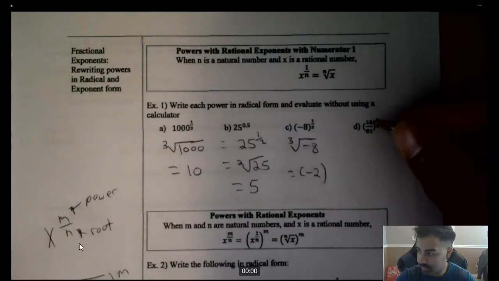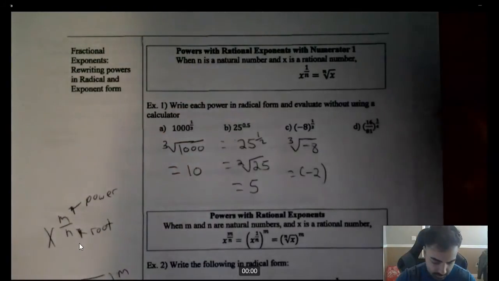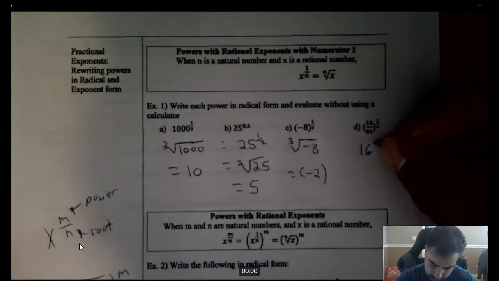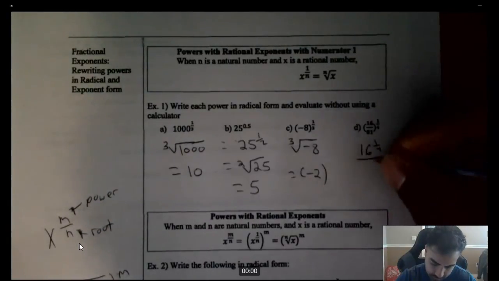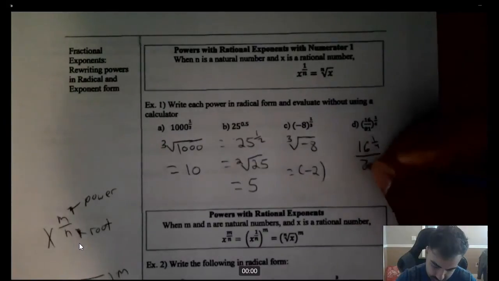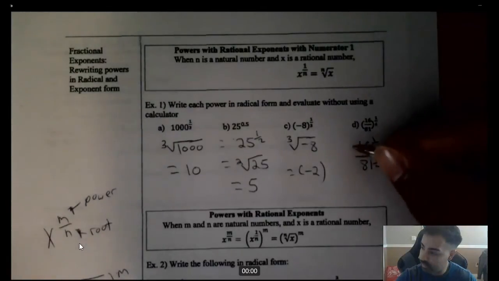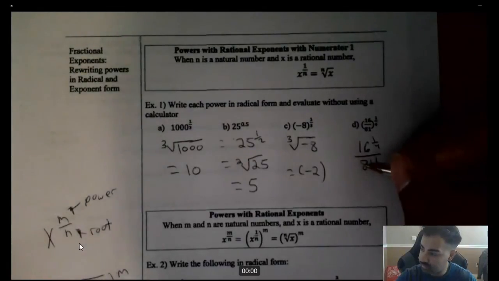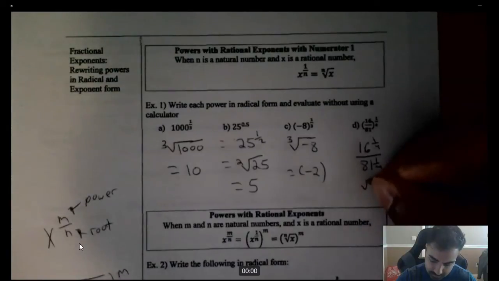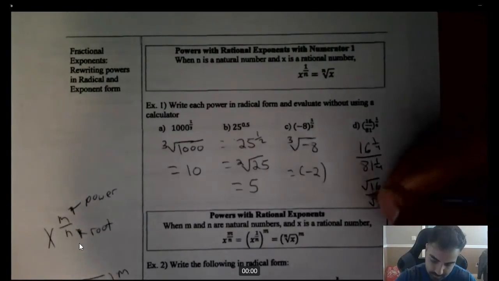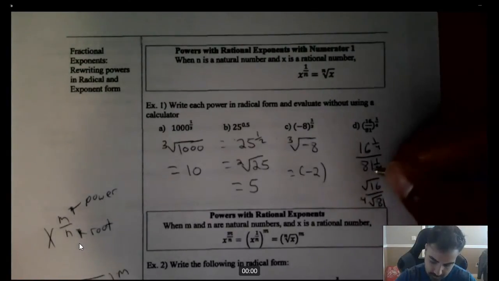Numerator is the top value, and denominator is the bottom value. So let's rewrite this. The top value will be 16 to the power of 1/4, and 81 to the power of 1/4, right? And then simply we swing the 4 onto the outside again, the root, and we put them in radical. Might run out of room here, but write it out neater on the notes.